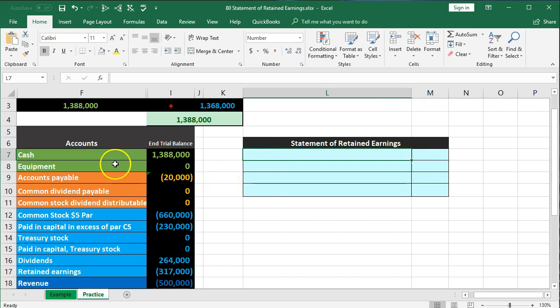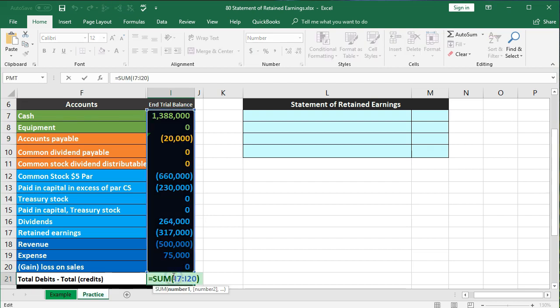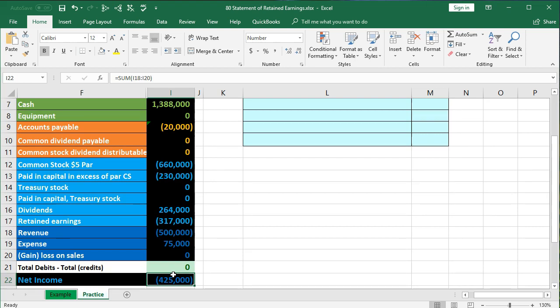The trial balance is in order: assets, liabilities, equity, revenue, and then expenses. Assets in green, liabilities in orange, then the equity section in blue, and the revenue and expenses in the darker blue. We have the debits non-bracketed, the credits bracketed, or debits positive numbers for Excel and credits negative numbers for Excel. If we add the two up, then debits minus credits equals 0, or debits equal credits. That's what this green 0 means.